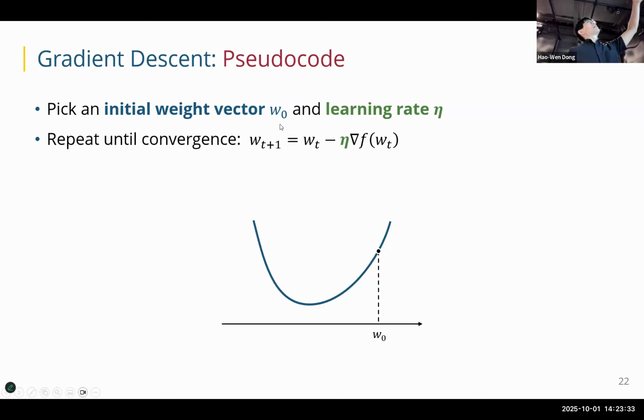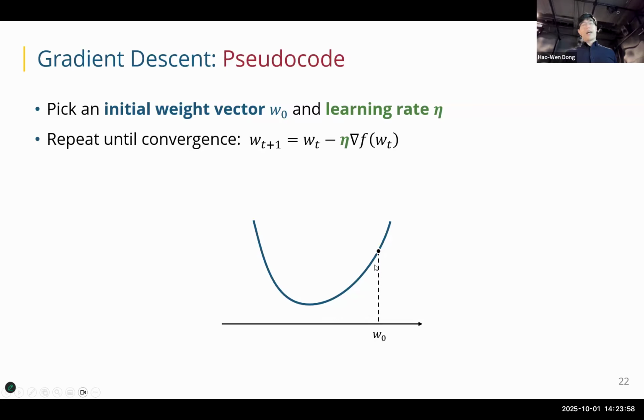Pick an initial weight vector, W0, to start with, and the learning rate, eta. I think that's called eta. Repeat until convergence: W_{t+1} equals W_t minus eta times the gradient of f at W_t. That's it. This is elegant gradient descent. So let's look into how it works actually.